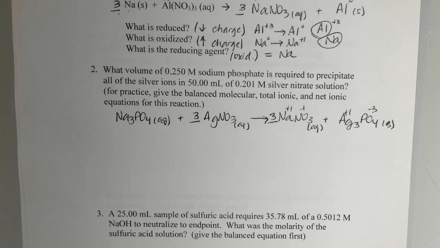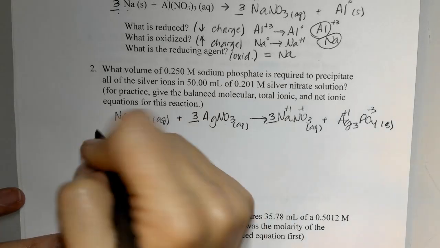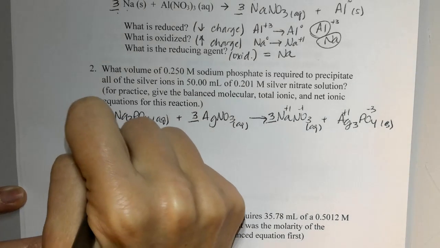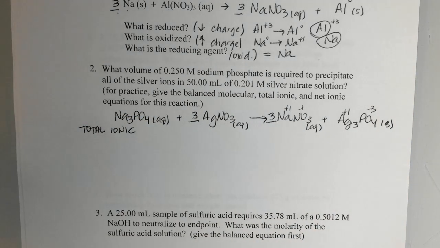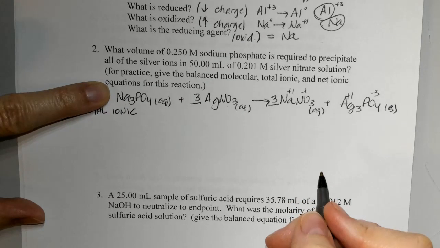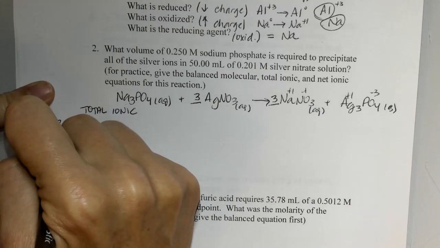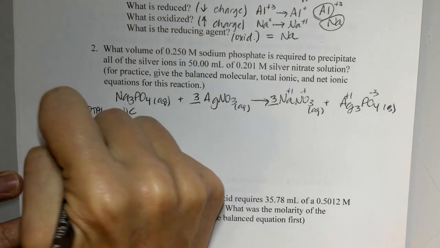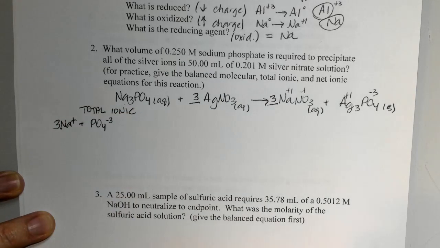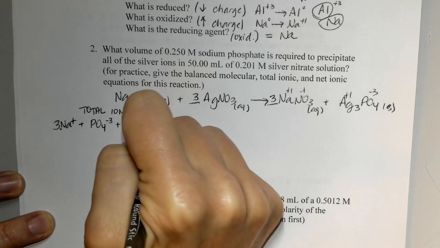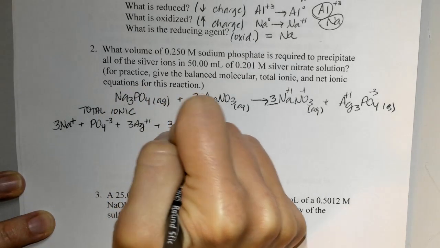Now, total and net ionic. With the total ionic equation, right, every aqueous substance is going to get broken up into ions. Now, any charge balance subscript moves to the front. So instead of Na3, I'm going to write 3Na. All right, and I'm going to show that separate from the phosphate -3. Second compound, I've got the 3 silvers and the 3 nitrate groups.